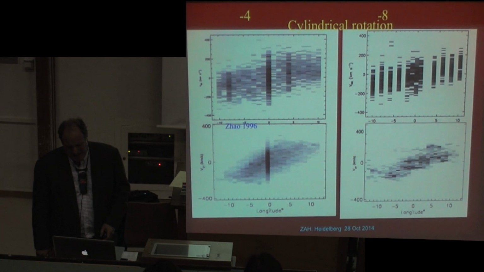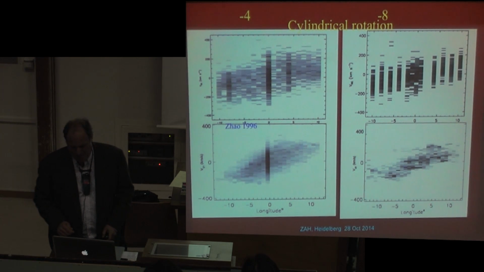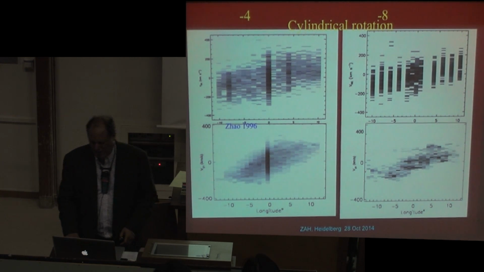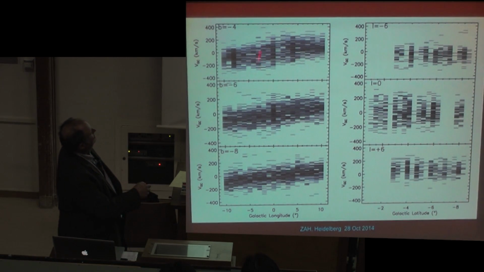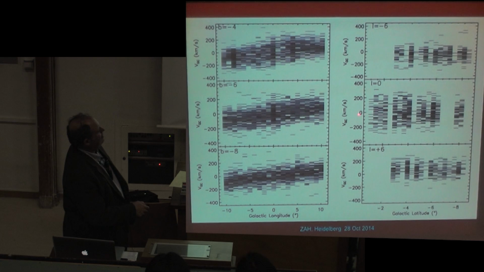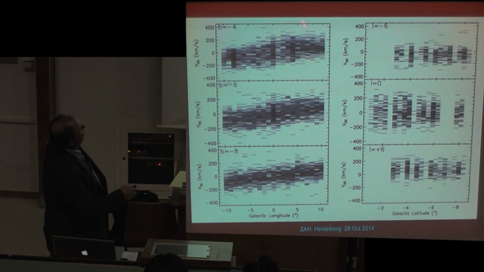We have recently updated this with Wang's model, which I neglected to put in, but the fits are actually very beautiful. I should have put it in, but there are so many things happening. And then this shows -4, -6, -8, and you can see that as you decrease in latitude, the velocity dispersion decreases. Here's the run of velocity dispersion as a function of galactic latitude. And you can see there are some outlier stars.